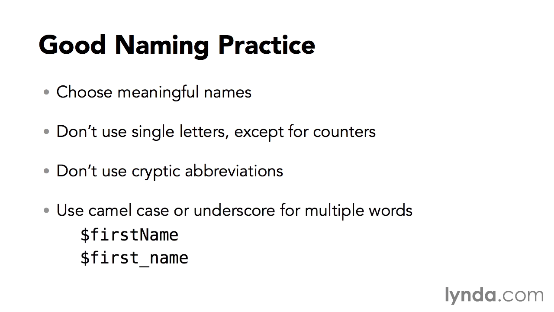Use camel case or the underscore to distinguish between multiple words in a variable name. Camel case capitalizes the first letter of each subsequent word. In the first example, the N of name is in uppercase. But don't forget that variables are case sensitive. If you spell first name all in lowercase, PHP will treat it as a different variable.